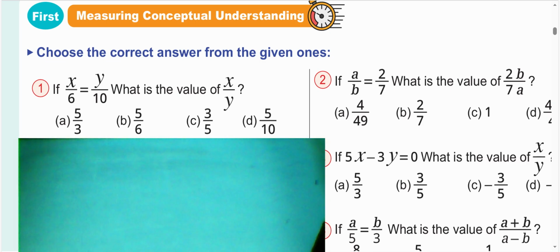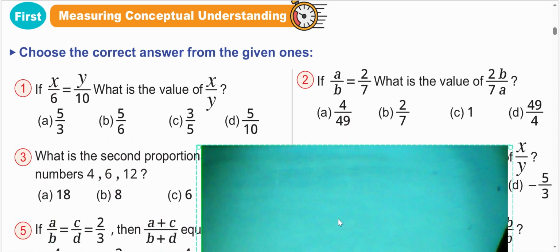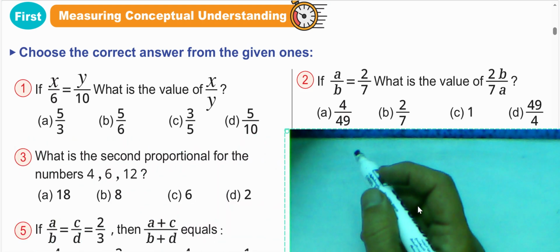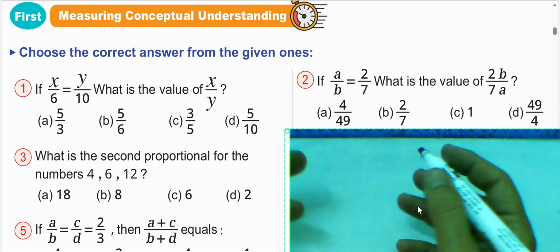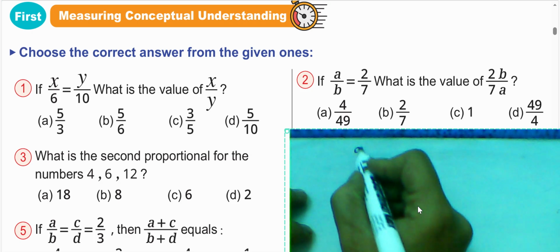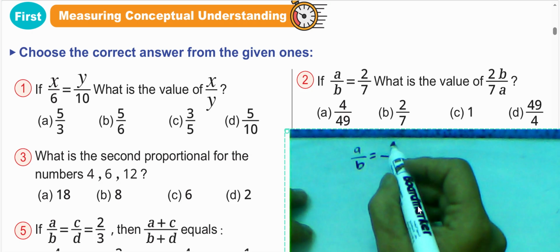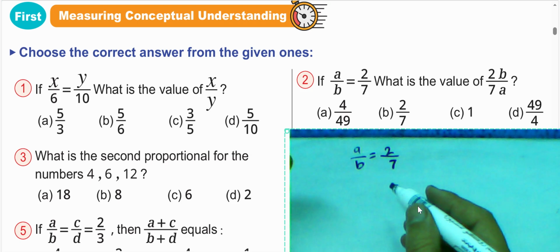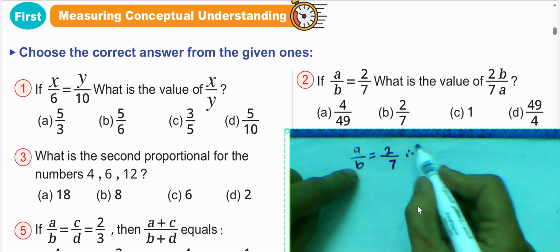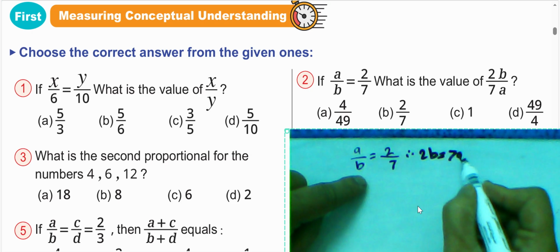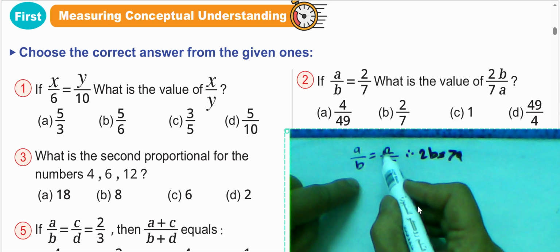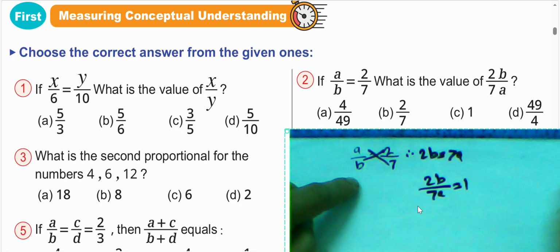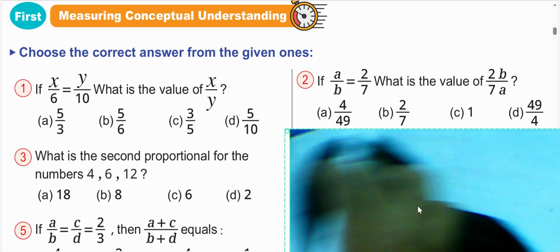Next, question number 2. If a over b equals 2 over 7, what is the value of 2b over 7a? We have a over b equal to 2 over 7. So the product of extremes equals the product of means, then here we know 2b is equivalent to 7a. If we divide 2b by 7a, the result will be 1. Okay, choose letter C here.